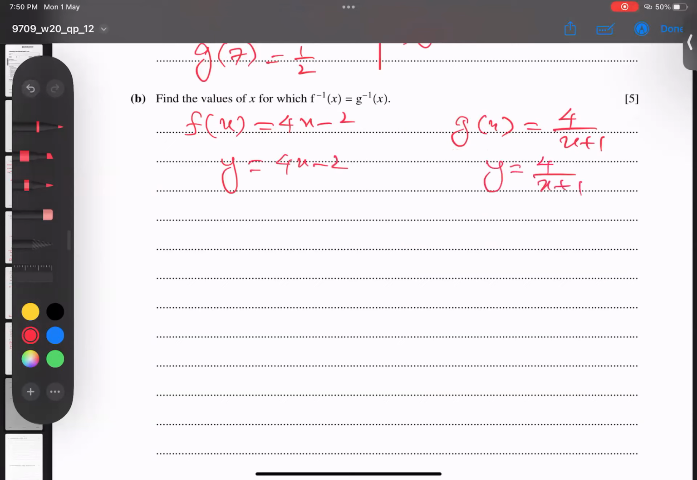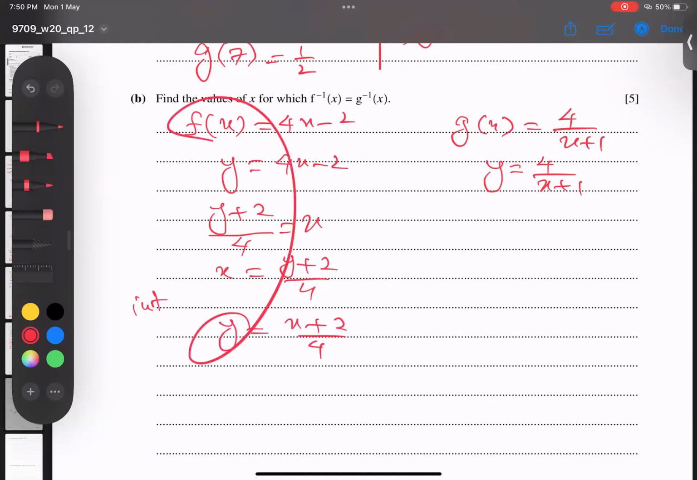Job number 1 done. Job number 2, try to make X subject. So 2 will go there and this 4 will divide. I got X. Side changes or interchange. So X becomes left side and Y plus 2 by 4 right hand side. Interchange: X becomes Y and Y becomes X. And this is called the inverse of the function.